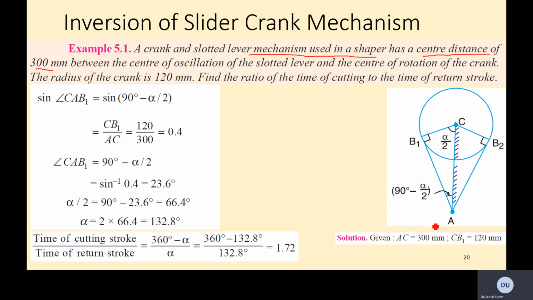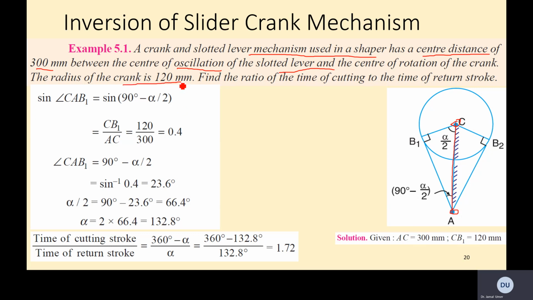So you've got the center-to-center distance, this one, 300 millimeter, between the center of oscillation of the slotted lever and the center of rotation of the crank. So this is the center of rotation of the crank, and this is the center of rotation of the slotted lever. That was the distance, 300 millimeter.